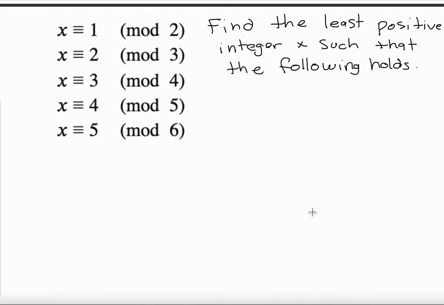Let's look at this problem. Find the least positive integer x such that the following holds. x is congruent to 1 mod 2, 2 mod 3, 3 mod 4, 4 mod 5, 5 mod 6. And so what does this even mean?